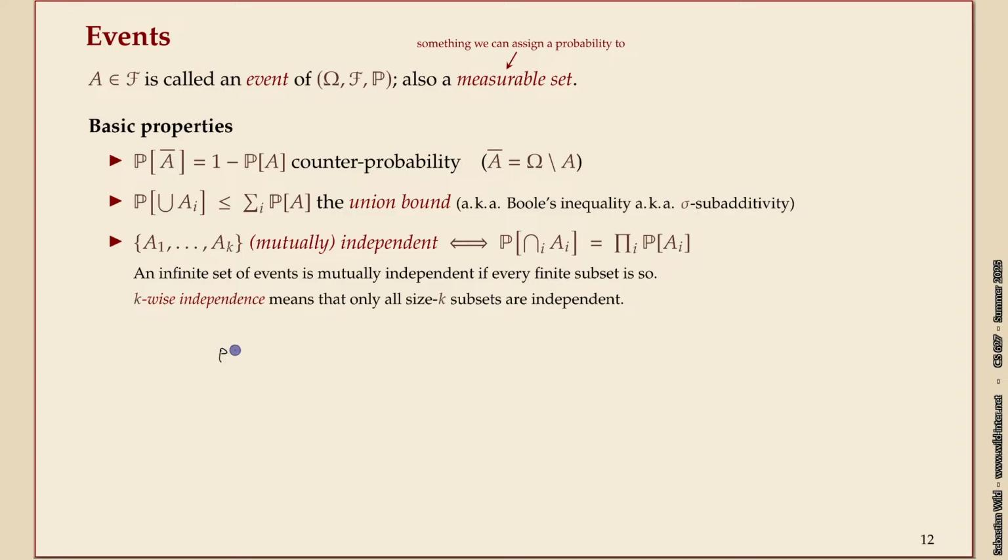So just again, pairwise independent would mean that for all i and j in our index set, I'm talking about the same events, A1 up to Ak here, the probability for Ai intersected Aj has to be the product of their two probabilities. But this does not in general imply mutual independence.